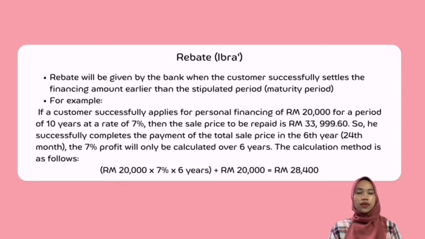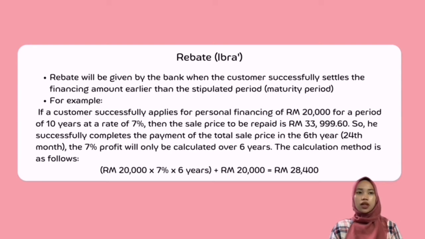For example, if a customer successfully applies for personal financing of RM20,000 for a period of 10 years at a rate of 7%, then the sale price to be repaid is RM33,999.60. He successfully completes the payment of the total sale price in the 6th year, which means the 24th month. The 7% profit will only be calculated over 6 years.